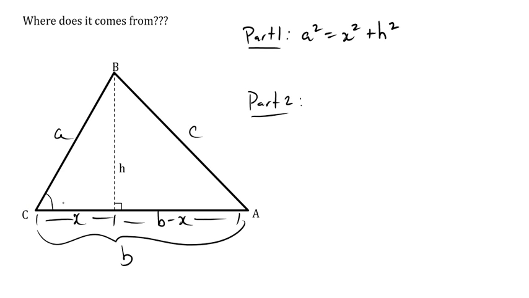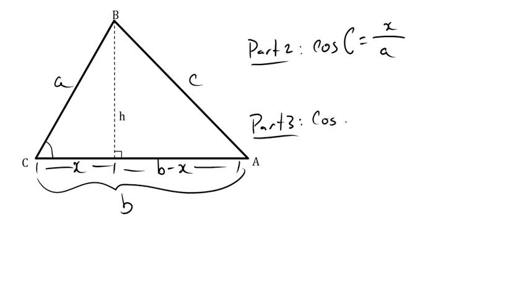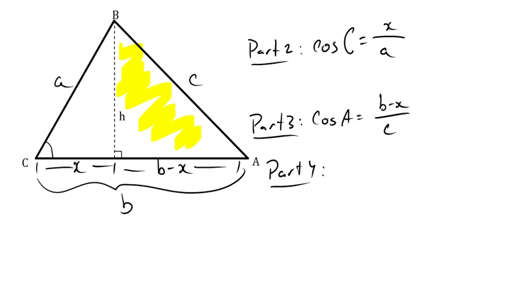And then part two, I'm going to do cosine in there. So cosine, what's cosine? Somebody remind me? SOHCAHTOA cos? So cosine of angle C is adjacent, which is x, over hypotenuse, which is a. Okay, part three, I'll do cosine again. Cosine of A is, again, adjacent, so B minus X over C. Little hint, we actually don't need that part, but I just do it because it simplifies things a little bit. And then part four is Pythagorean theorem in the triangle on the right, which is a little bit trickier because of the B minus X thing, but it's still not too bad. C squared equals H squared plus B minus X all squared.